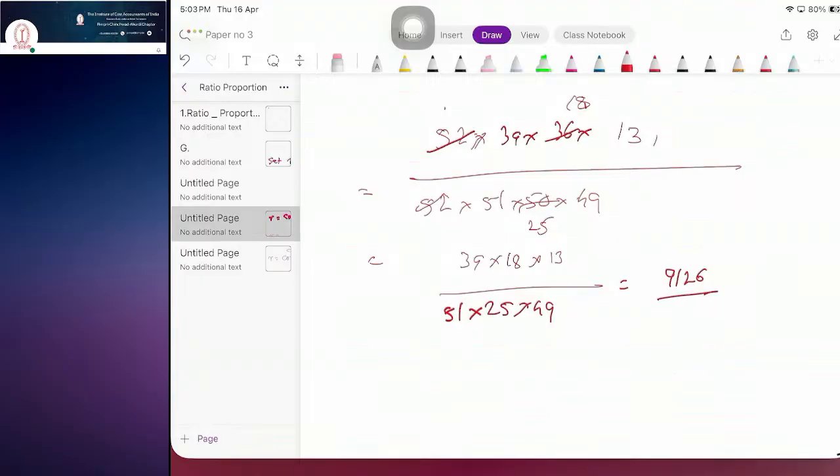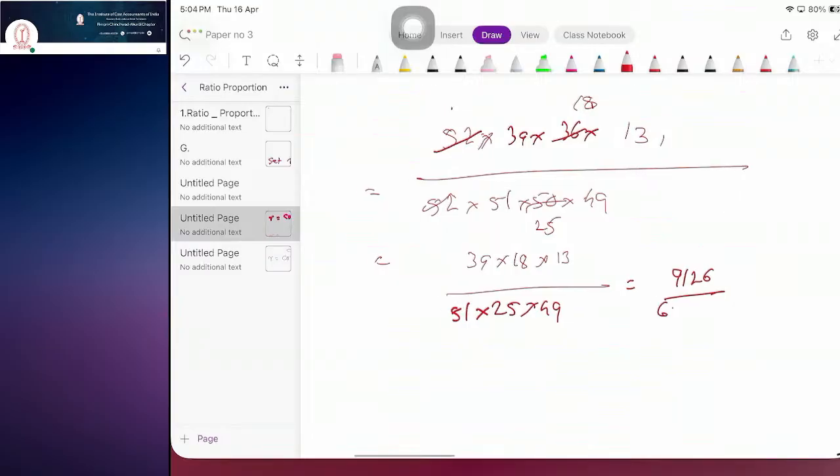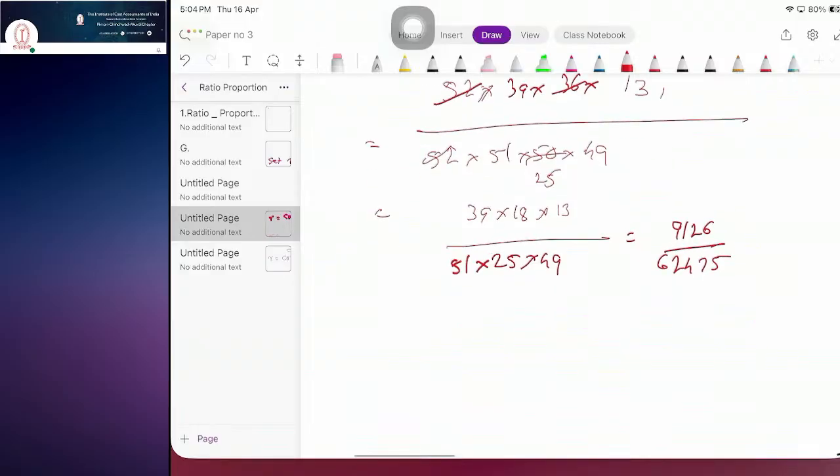Divided by 51 multiplied by 25 multiplied by 49, which is 62475. So 9126 divided by 62475. 0.1460 is the answer.